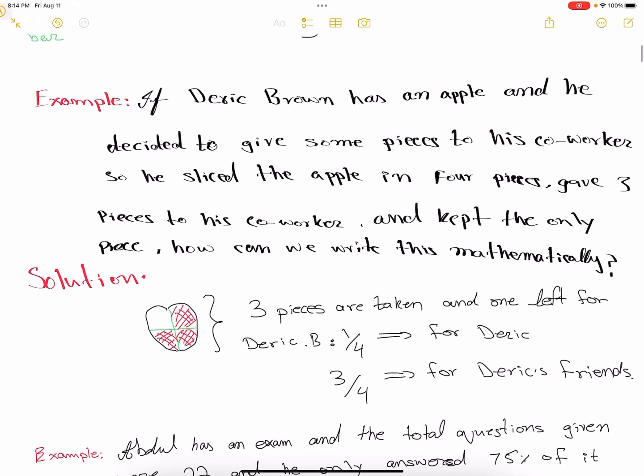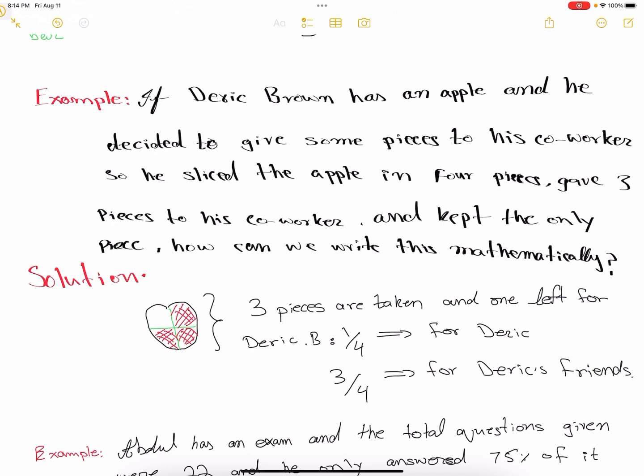So let's see if we can do an example. Derek Brown has an apple and he decided to give some pieces to his co-workers, so he sliced the apple into 4 pieces, gave 3 pieces to his co-workers and kept only one piece. How can we write this mathematically? So he has an apple right there. He has a friend, and Derek Brown is my co-worker actually at work. I was trying to bug him, and me and my 2 other co-workers asked him to divide this apple and give us some pieces too. So he donated those 3 pieces to us poor guys because we were hungry.